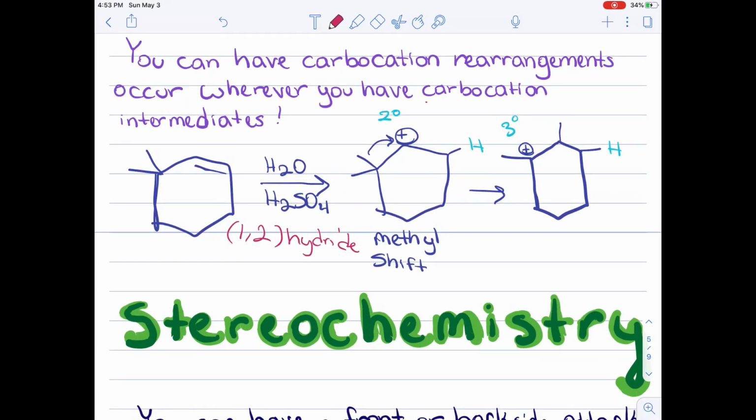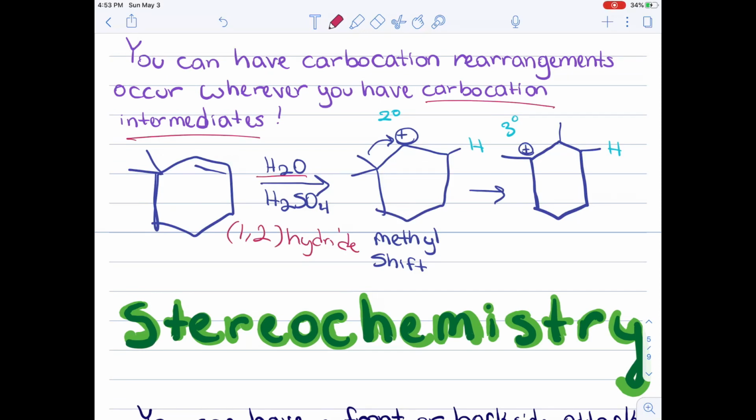Keep in mind that wherever you have carbocation intermediates, you can have carbocation rearrangements occurring. So let's say, for instance, you have this dimethylcyclohexene here, and you react it with water and sulfuric acid.